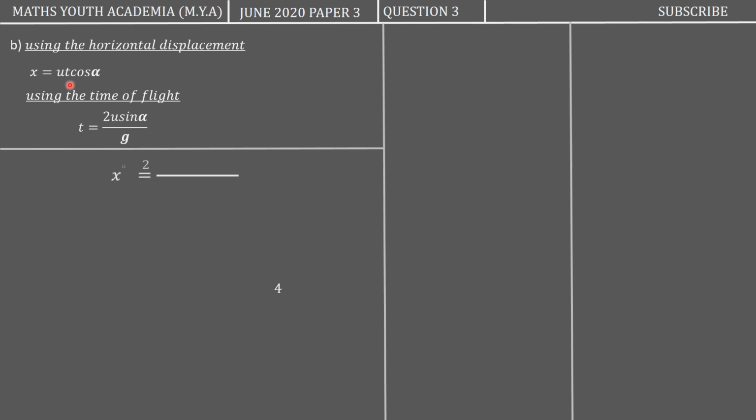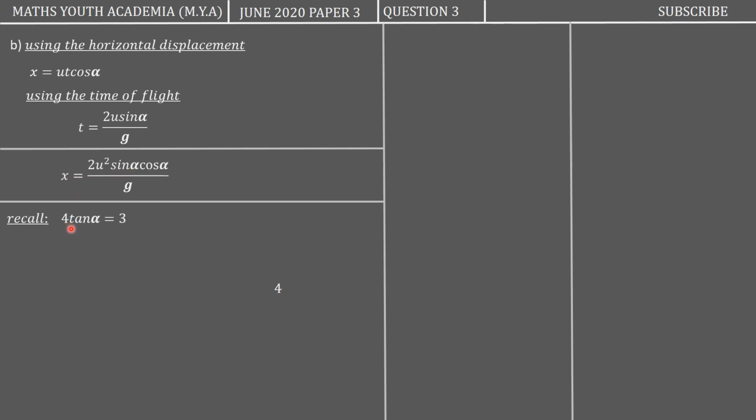B, using the horizontal displacement x equals u cos alpha times the time of flight, which is t equals 2u sine alpha on g. I simply substitute it inside my horizontal displacement, which will give me 2u squared sine alpha cos alpha on g. You can recall from our first proof we had 4 tan alpha equals 3. Okay, dividing all through by 4, tan alpha equals 3 on 4.